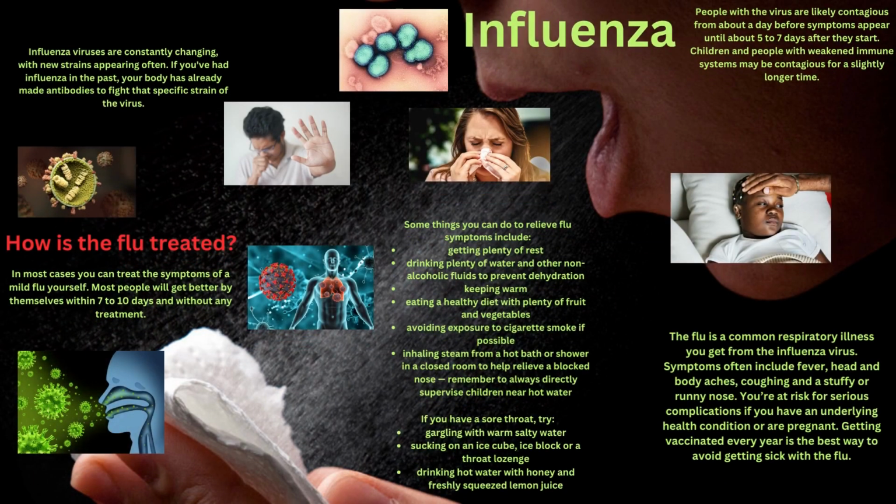Influenza. Influenza viruses are constantly changing, with new strains appearing often. If you have had influenza in the past, your body has already made antibodies to fight that specific strain of the virus. People with the virus are likely contagious from about a day before symptoms appear until about 5 to 7 days after they start. Children and people with weakened immune systems may be contagious for a slightly longer time.